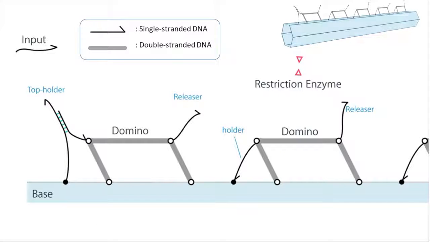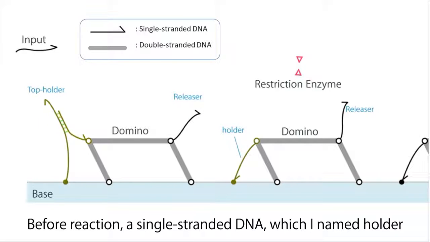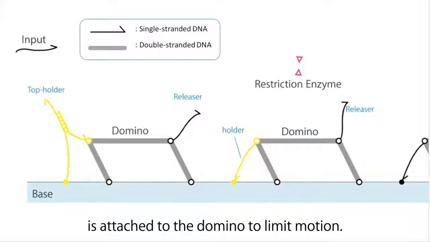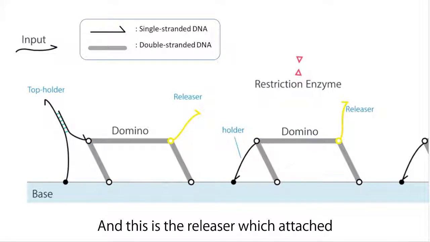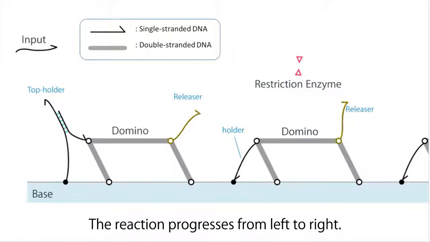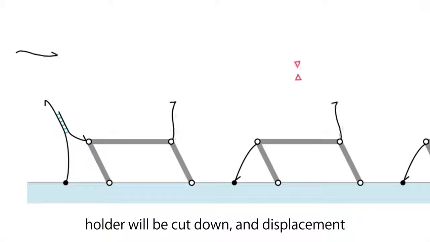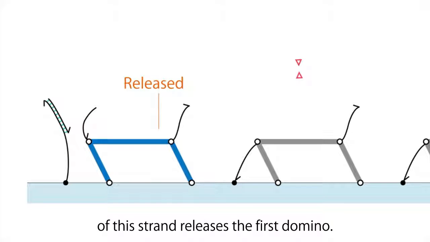Continue your explanation. To control the system, we need to consider the Brownian motion. Before reaction, a single-stranded DNA, which I named the holder, is attached to the domino to limit motion. And this is the releaser which I attached on the horizontal part at the beginning. The reaction progresses from left to right. When the initiator strand appears, the holder will be cut down, and displacement of this strand releases the first domino.